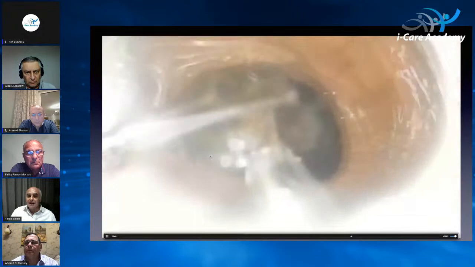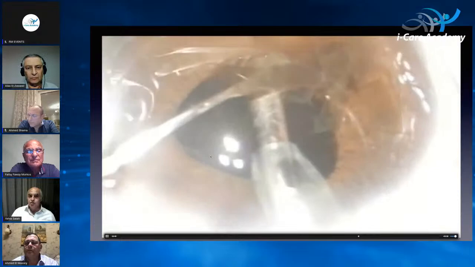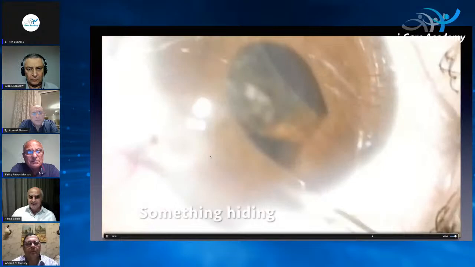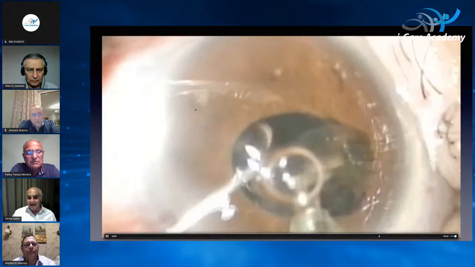This type of lens needs a lot of patience because it takes longer than it usually would. But as long as you have in mind protection of the cornea and protection of the posterior capsule, this is very important. And these nuclei usually never end. When you think you are done, you still have a big chunk to continue.